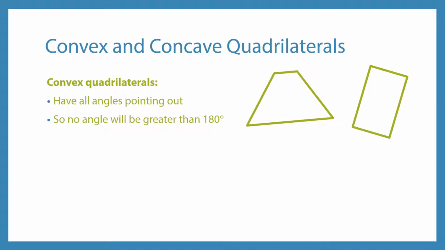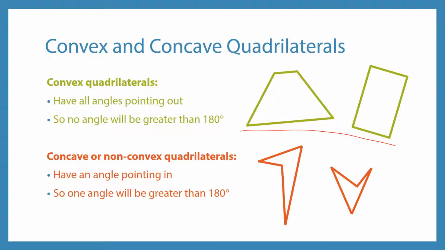So we're going to look at a few different types of quadrilaterals. The first pair is the convex and concave quadrilateral. The convex quadrilateral is where we have all angles pointing out, or on the outside of our quadrilateral. None of these angles are going to be greater than 180 degrees. And these two shapes here are examples of convex quadrilaterals.